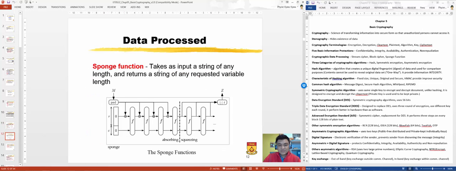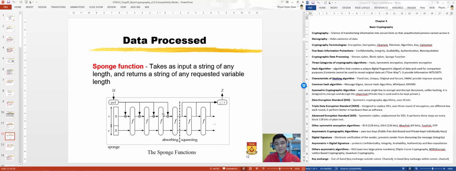Another one is called sponge functions, which take an input, a string of any length, and return a string of any requested variable length. So let's say my data is being processed through a sponge function. The data is injected in this left to right direction, and along the way, some data called padding is added so that I can achieve a certain number of bits of encrypted data. After that, on the output side, I will squeeze out the unwanted data, and then I'll take back the original information.